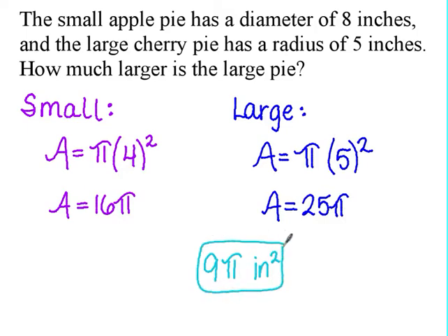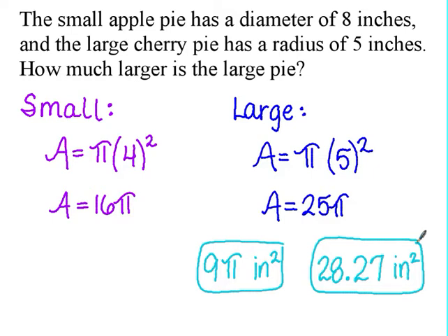Another way, you could calculate what 9 pi is on your calculator. If you take 9 times the pi button, I don't want you to use anything else unless they specify, just the pi button. If I take 9 times the pi button, what do you get? 28.27. Yes, so 28.27 inches squared. I much prefer the answer in terms of pi. That's the most precise answer that you can get.